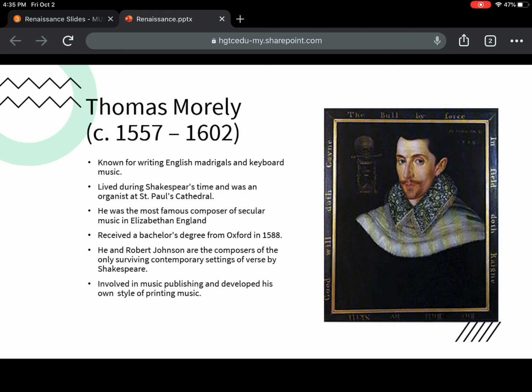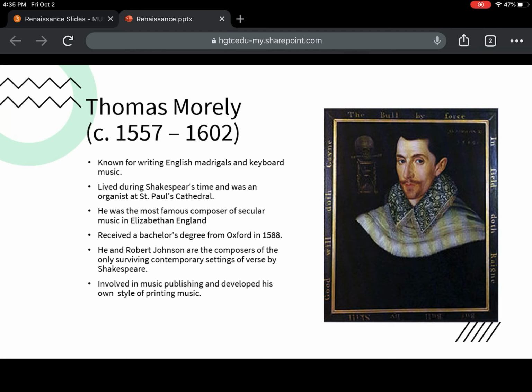We know that he went to Oxford, and we know that he and Robert Johnson are the composers of the only surviving contemporary settings of verse by Shakespeare. So that's kind of cool to see this collaboration going on between one of the most notable figures in English language history, Shakespeare, and Thomas Morley. So those settings are pretty interesting to listen to.